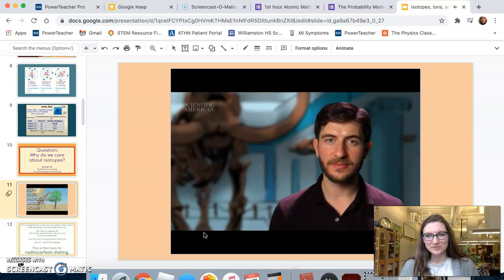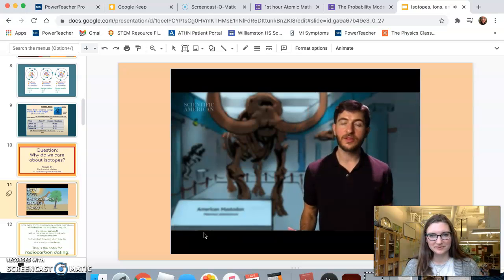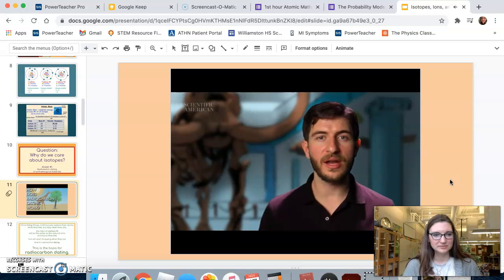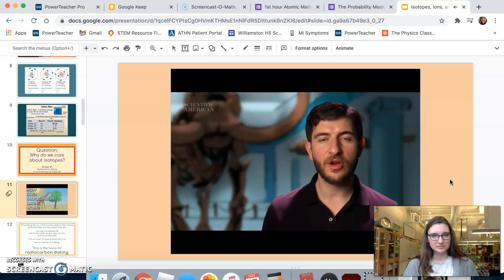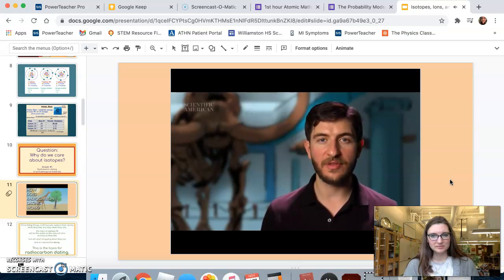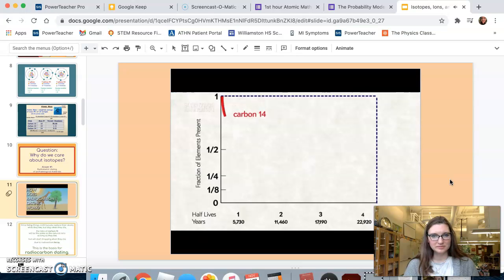It's unstable. So once an animal dies, the carbon-14 in its body will start to go away. Every 5,730 years on average, about half of the carbon-14 atoms will decay into nitrogen. This is its half-life. After one half-life, the animal will have about half the amount of carbon-14 it started with. After another half-life, it will have about a quarter. And after another half-life, it will have about an eighth.